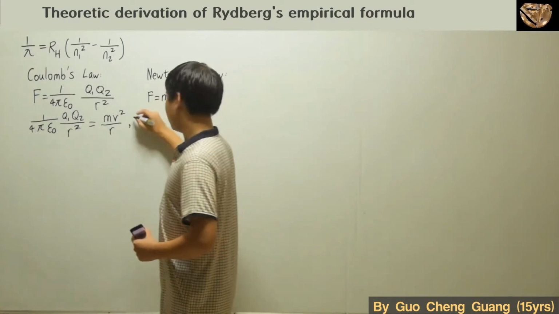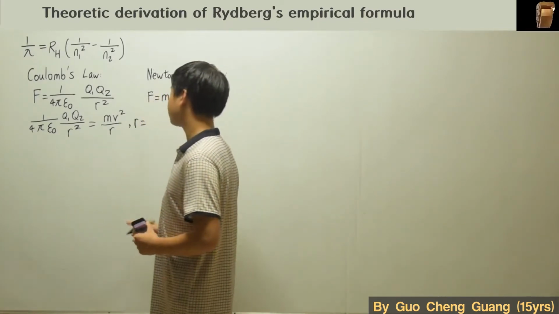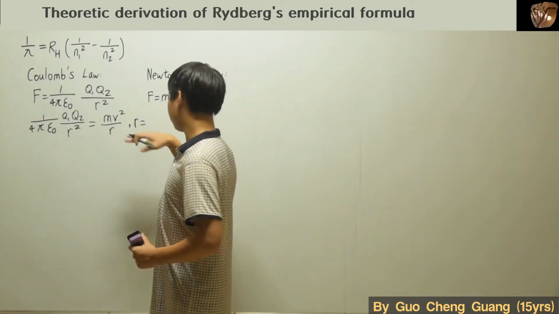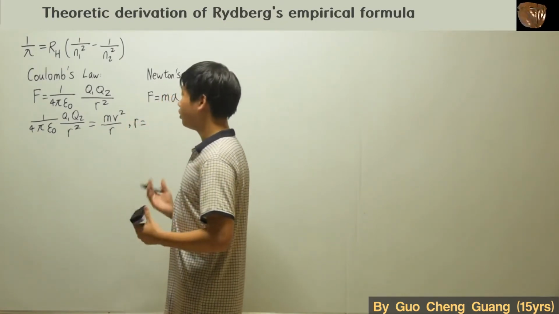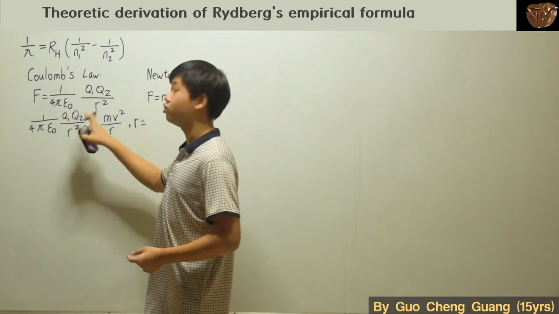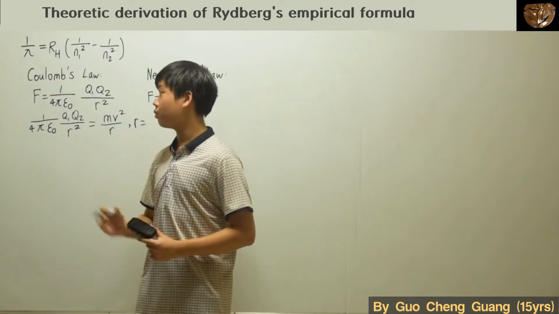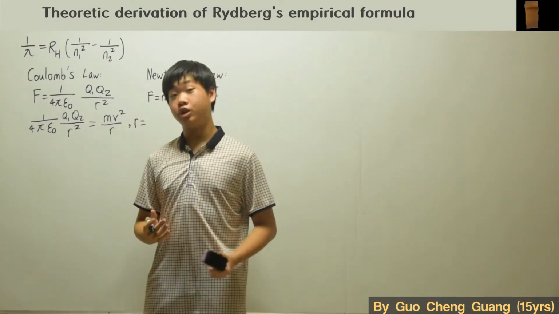Then you can find what r is. For r, you would just move it around a little bit, but of course you can also change the Q1 and Q2. Now why is it that you can change Q1 and Q2? Because you have to be aware, we're doing this for a hydrogen atom.